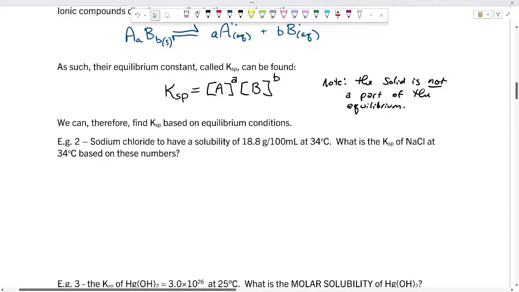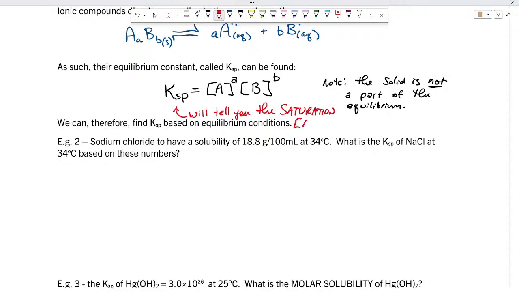Okay, now, functionally then, this will give you the saturation point. Does that make sense? If you use Ksp, it will tell you the most you can dissolve. It will tell you the highest concentration of A and B that can be achieved in that solution. Does that make sense? Is that okay? Is that logical enough?